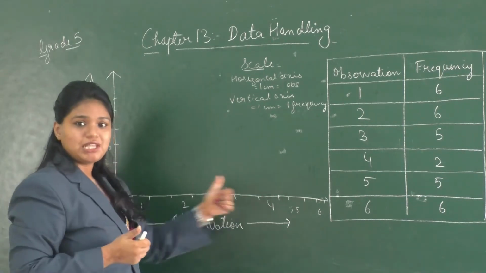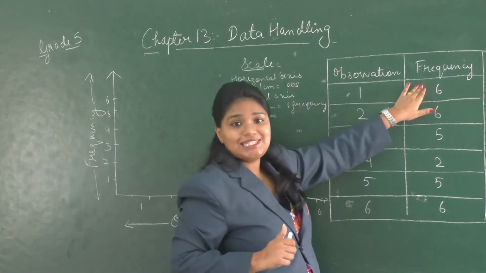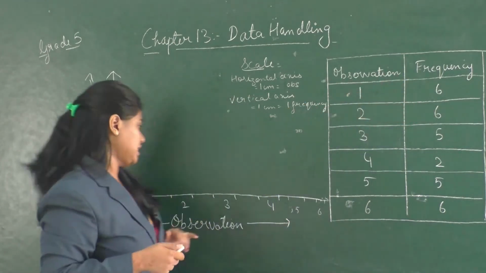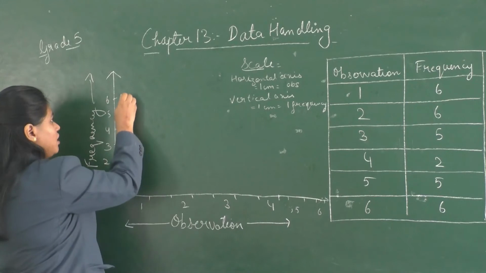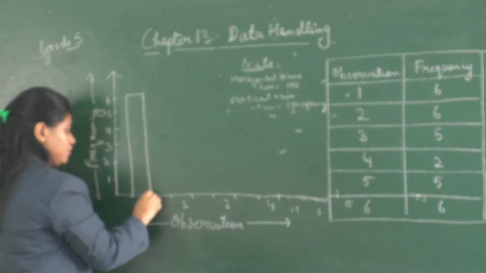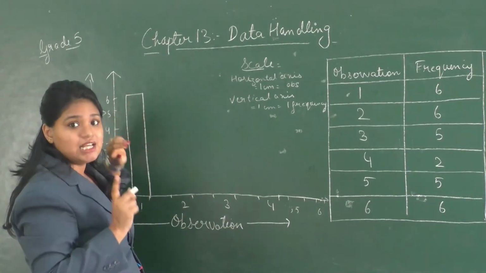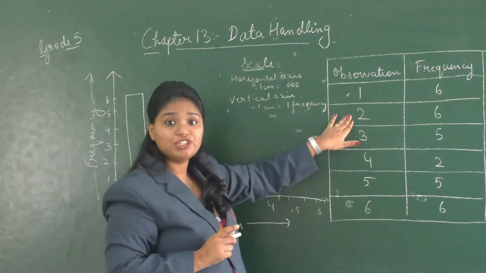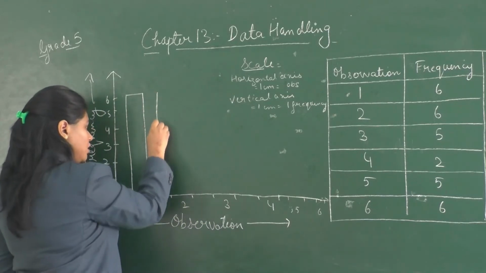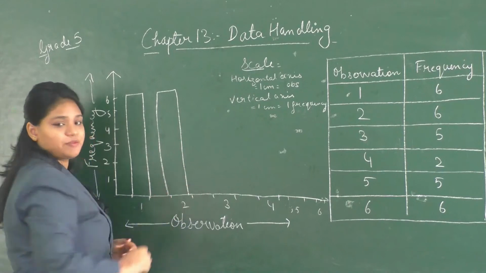Okay. Now let's represent this data. Now under observation 1, the frequency is 6. So I will make a bar which goes up to number 6. So you will take your ruler and draw a straight line and make a bar. So for observation 1, the frequency is 6. Similarly for observation 2, the frequency is 6 again.